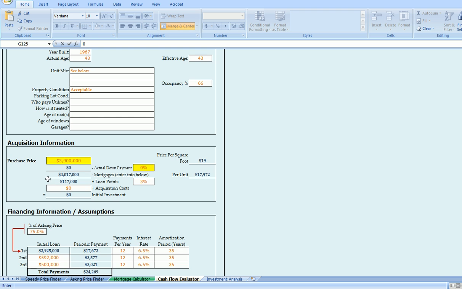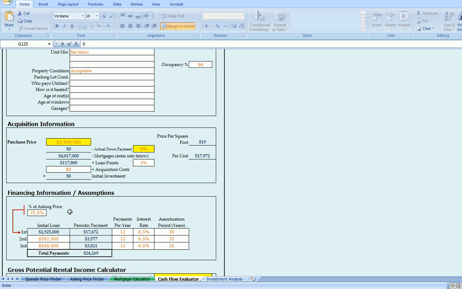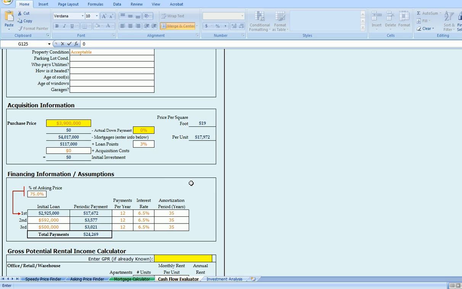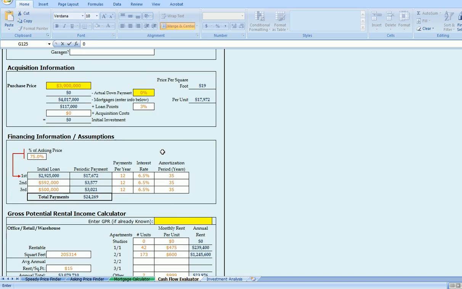I plugged in the purchase price, and you don't really have to worry about a lot of this detail here. You do need to put something down here just to be able to do this basic analysis, but you don't have to really worry about it so much. So you need to obviously put the purchase price. 0% down is what you're trying to go for. Your loan points are on average about 3%.